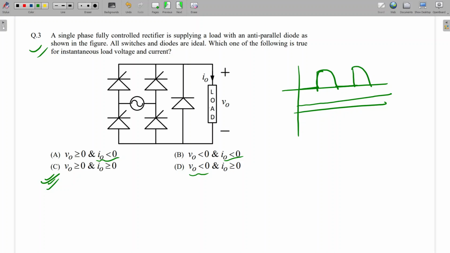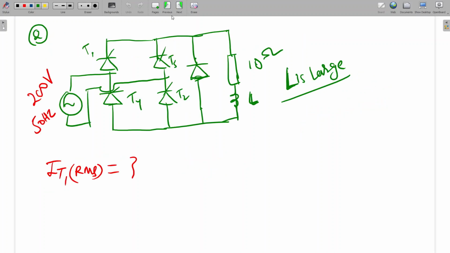Okay, moving to the next question. I think I have taken this question from my notes. We have to calculate IT1 RMS. How can we approach this kind of question? I think alpha should be given. Let's say alpha is equal to 60 degrees. L is large, which means the output current will be continuous, constant.